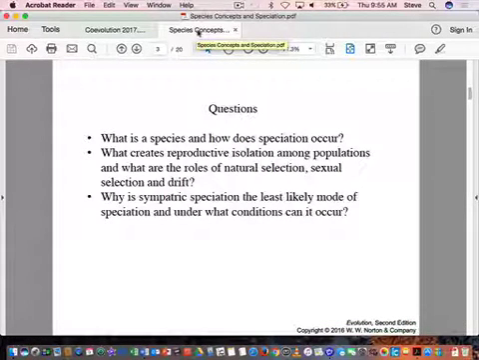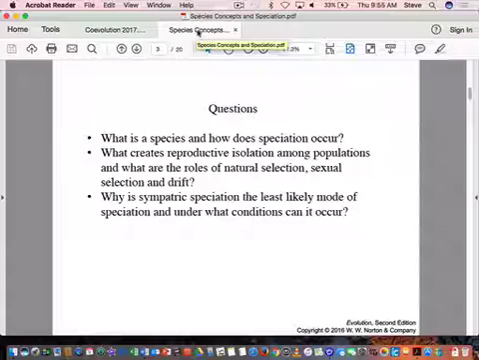Okay, so here are kind of the things we're going to be looking at. What is a species and how does speciation occur? We're talking about different models of speciation, and then I'm focused primarily on what creates reproductive isolation among populations, and what are the roles of natural selection, sexual selection, and drift. All of these things can cause populations or subpopulations to become different from one another, to diverge from one another.